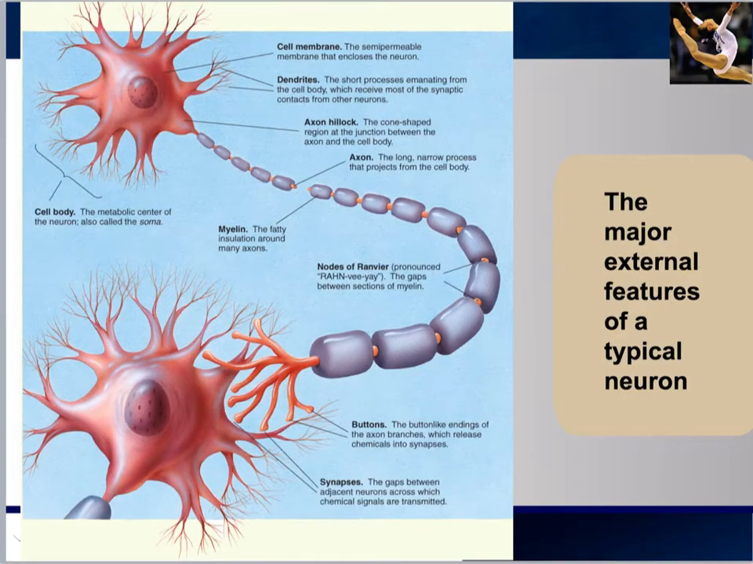Here we can appreciate the illustration of the major external features of a typical neuron. As you can see at the top, we have the soma, or the body of a cell. On the outside, we have these dendrites, which are branch-like processes that are responsible for receiving most of the synaptic contacts from other neurons. Once the impulse is received at any of these, they send it into the soma. And then the cell membrane is what surrounds the entire cell.